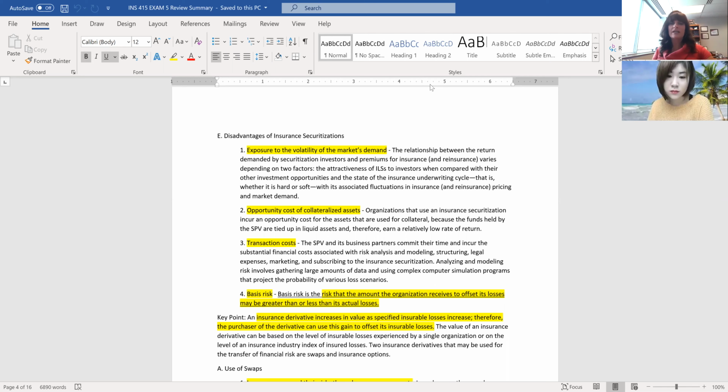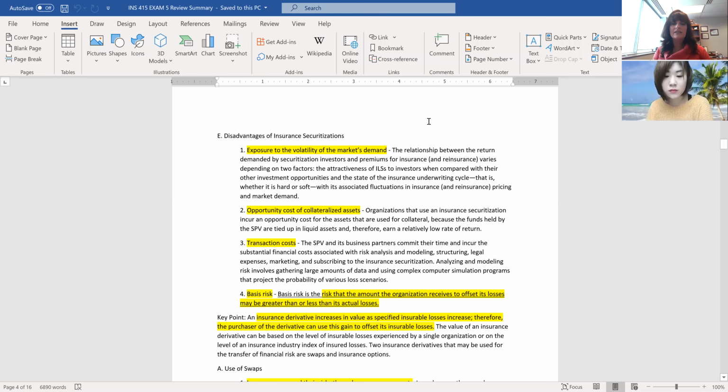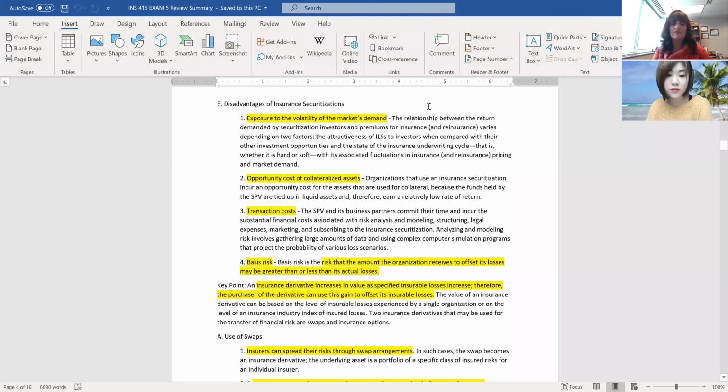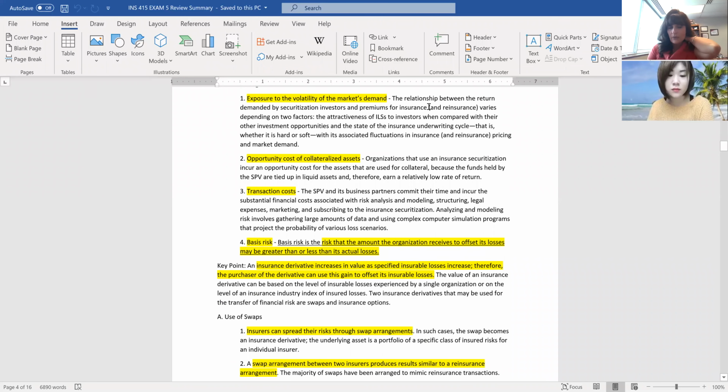Instead of having all this money sitting in an account, there's that opportunity cost of assets that could have been used elsewhere. And then there's transaction costs associated with it. This is a pretty expensive option for people to use. There is a term called basis risk that I want you guys to know.